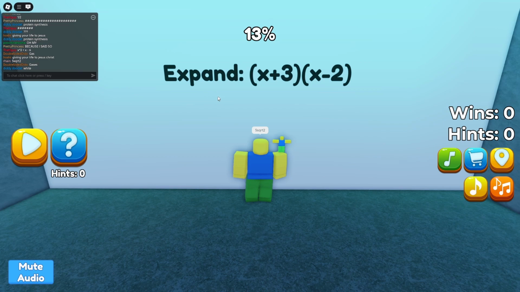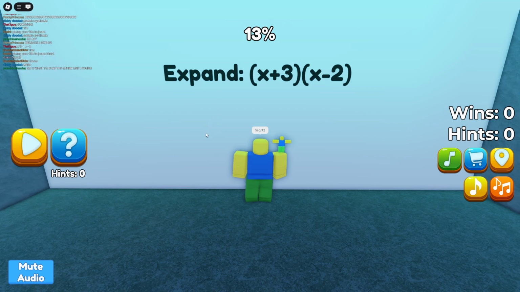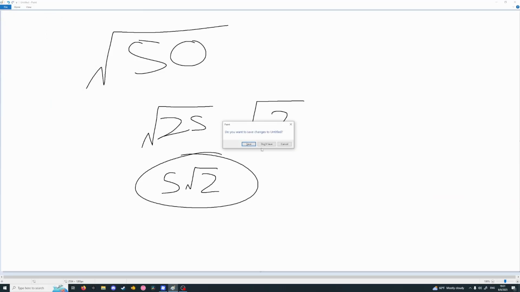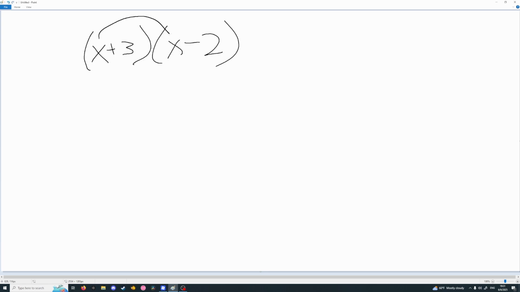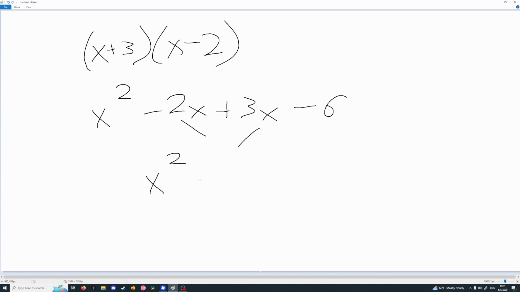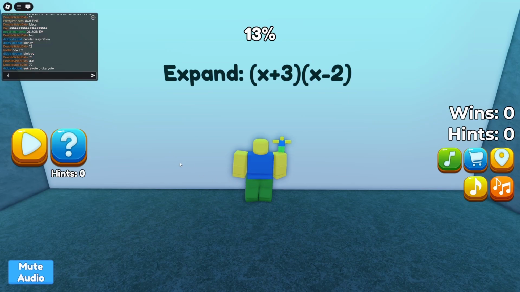All right, expand (x plus 3)(x minus 2). That should be pretty simple. So of course we just FOIL it out. So you get x squared, minus 2x plus 3x minus 6. Then we just add these together, so we get x squared plus x minus 6. So x squared plus x minus 6.